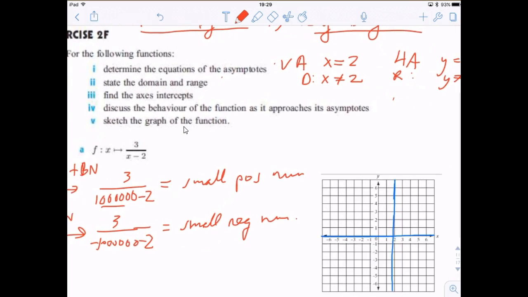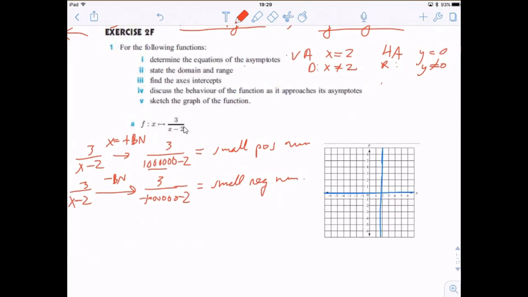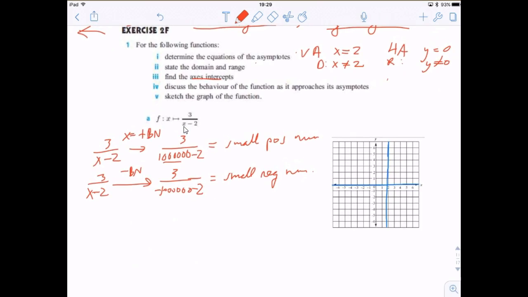Find the axes intercepts. Okay, we've done this before, right? With parabolas. We can find the axes intercepts by putting in strategic values for x and y. So, for example, the way we find the y-intercept is we put in 0 for x. So let's do 3 over x minus 2. We substitute in x equals 0, and that's going to give us the y-intercept. So the y-intercept is equal to 3 over 0 minus 2, which is 3 over negative 2, which is also equal to negative 1.5. So that's the y-intercept.